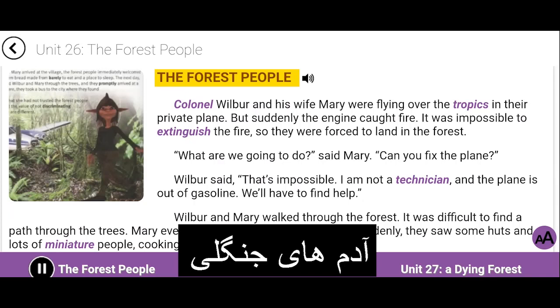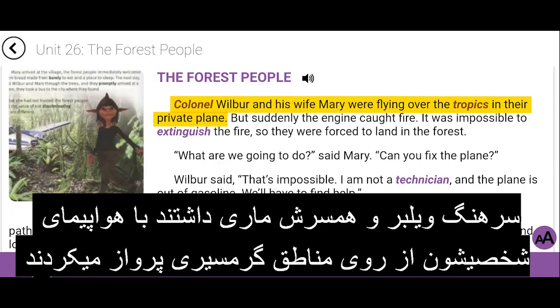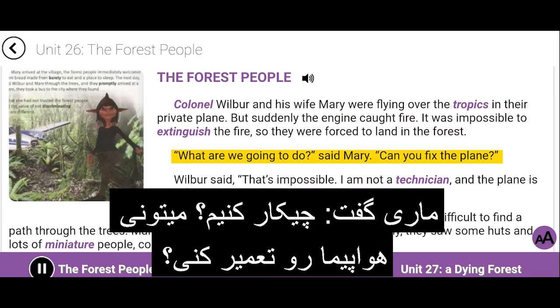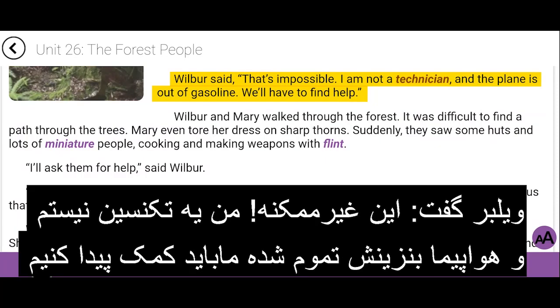The forest people. Colonel Wilbur and his wife Mary were flying over the tropics in their private plane. But suddenly, the engine caught fire. It was impossible to extinguish the fire, so they were forced to land in the forest. "What are we going to do?" said Mary. "Can you fix the plane?" Wilbur said, "That's impossible. I am not a technician, and the plane is out of gasoline. We'll have to find help."